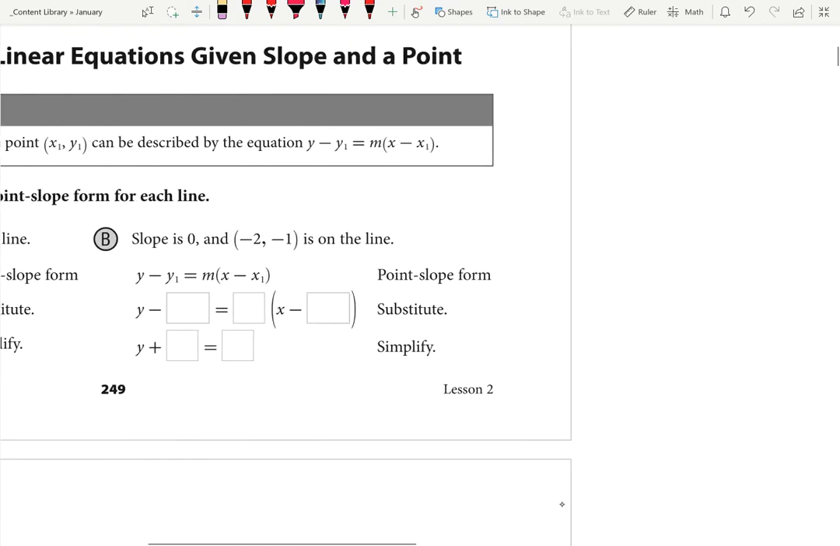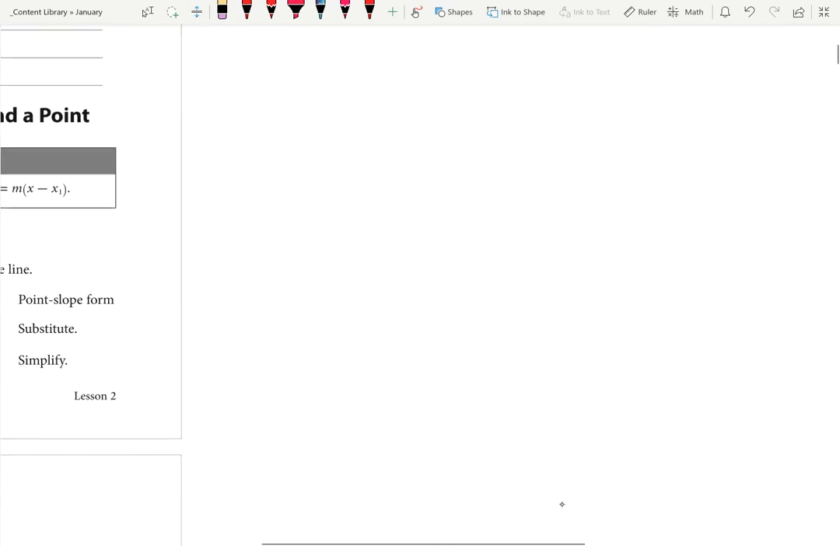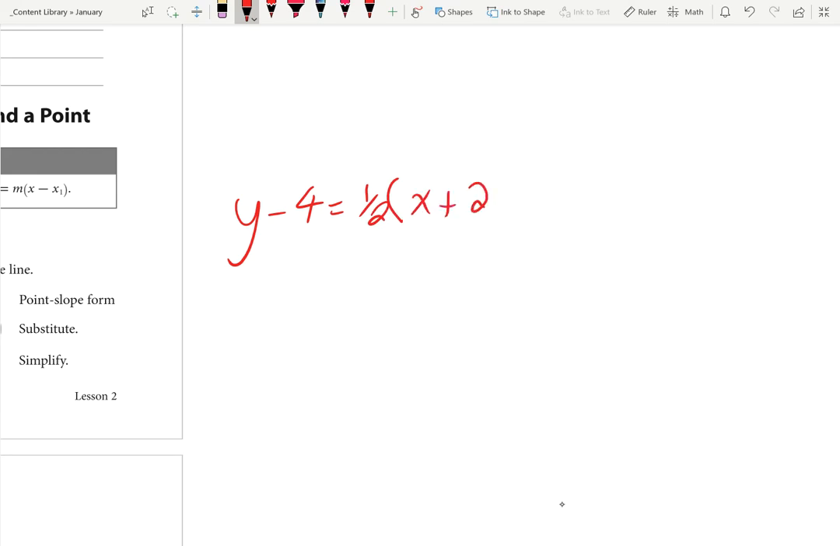So one thing I want to practice real quick is I'm going to write a few equations out, and I want us to guess what the point and the slope of the equation is, right? So let me give you some point slope equations. So y minus 4 equals 1/2 x plus 2. Now this is a point slope equation, y minus y1 equals m(x minus x1).